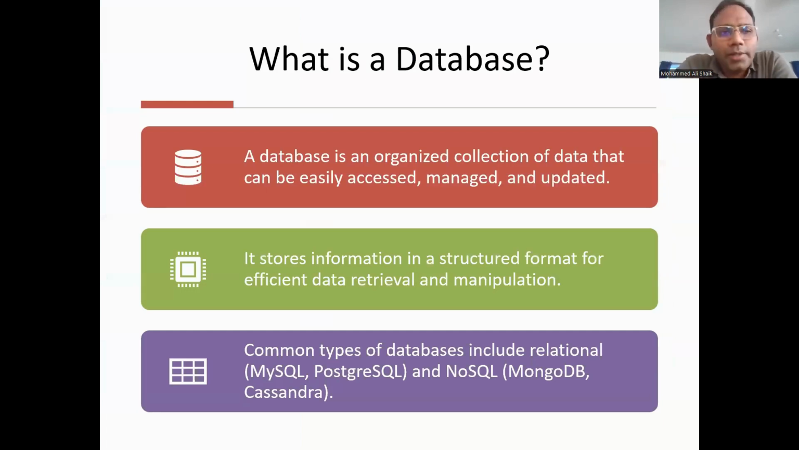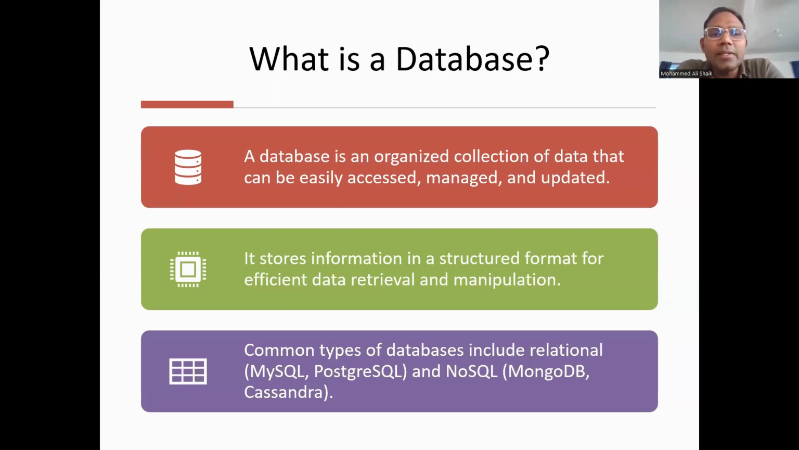So what is a database? A database is an organized collection of data that can be easily accessed, managed, and updated. It stores information in a structured format for efficient data retrieval and manipulation. Common types of databases include relational, that is MySQL and PostgreSQL, and NoSQL, that is MongoDB or Cassandra.